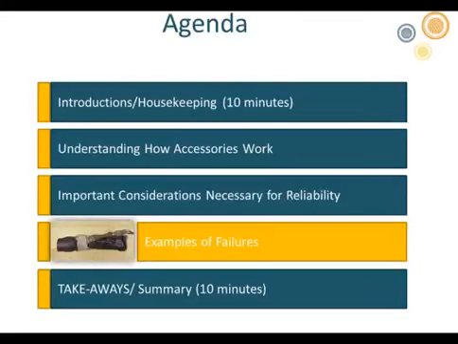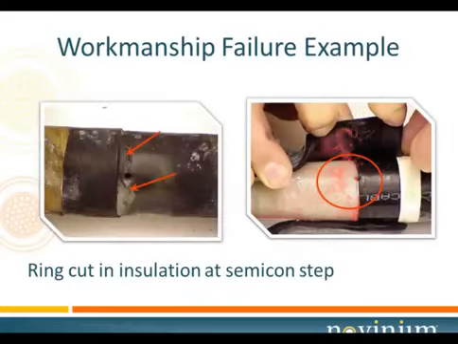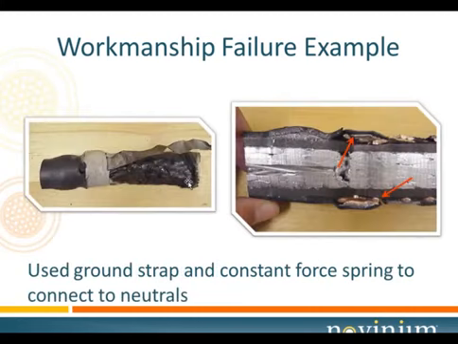Let's look at a few examples of failures, and then we'll end up with the summary section and answer any last questions. Okay, typical, this is what a ring cut looks like. You can see it on the right. These were two joints out of the same area, and you can see the cut in the insulation. You can see the hole beginning to form here, and this one it actually failed and blew a hole through the cable insulation at that particular point.